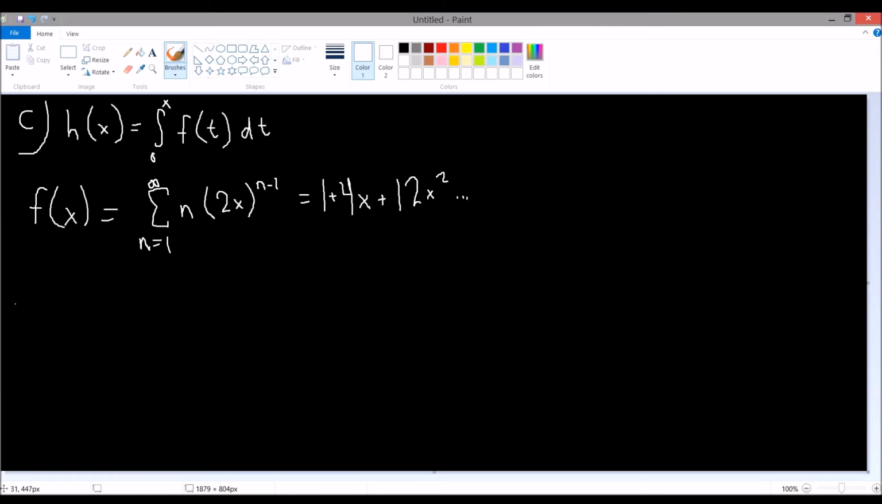This is going to be part C. So the question says, find the first three non-zero terms and the general term for the Maclaurin series for the function h, given by h of x equals the integral from 0 to x of f of t dt.